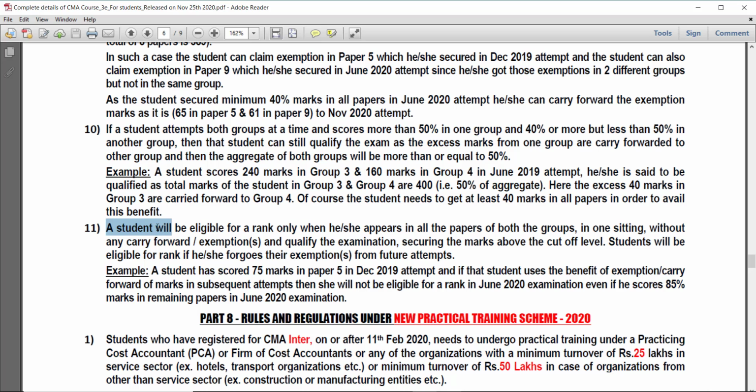A student will be eligible for a rank only when he or she appears in all the papers of both the groups in one sitting without any carry forward or exemptions and qualifies the examination, securing marks above the cutoff level. Students will be eligible for rank if he or she forgoes their exemptions from future attempts.